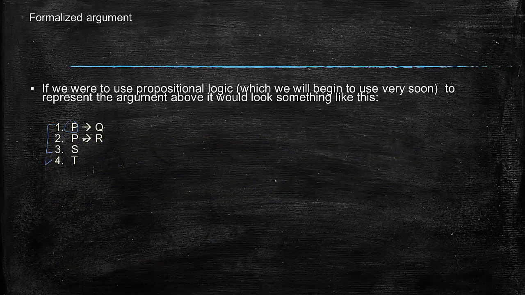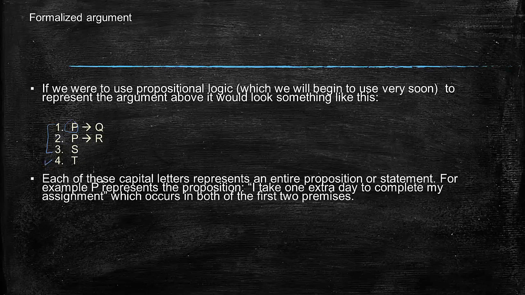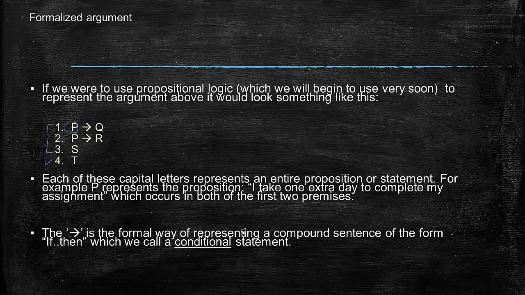why P occurs twice. This says if P then Q, this arrow, which we'll learn later, represents something we call a conditional. If P then Q, if P then R, S, therefore T. So each of these capital letters represents an entire proposition or statement. P represents the proposition, I take one extra day to complete my assignment, and so forth. The arrow is the formal way of representing a compound sentence of the form if then, which we call a conditional statement. These are all things we'll be learning later.